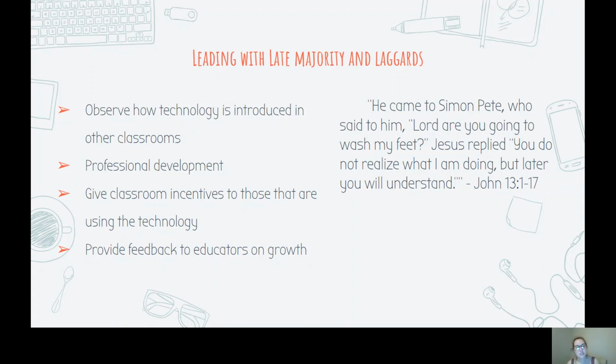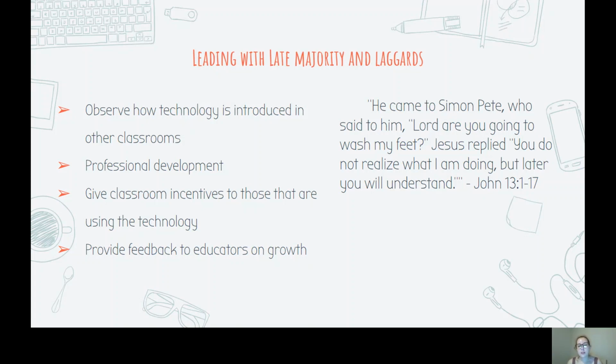And then the last: provide feedback to educators on growth. So the early majority, early adopters, and innovators could come in and even observe the late majority and the laggards in the classroom and provide feedback, and say, hey, you did this amazing, great job, but I think you could also use the technology here or on this lesson, to really give feedback and keep reflecting on our growth.